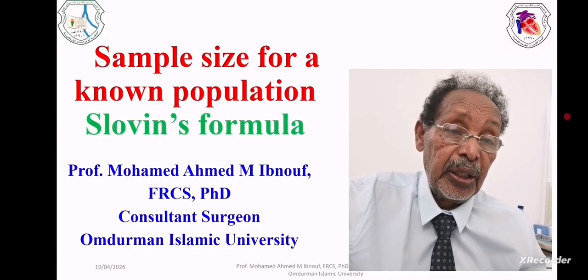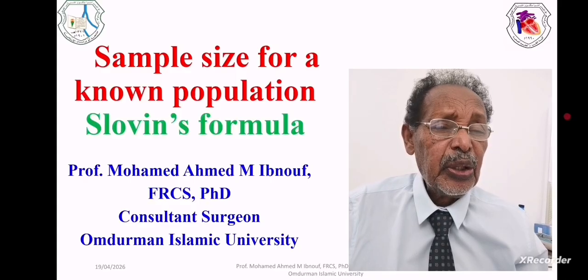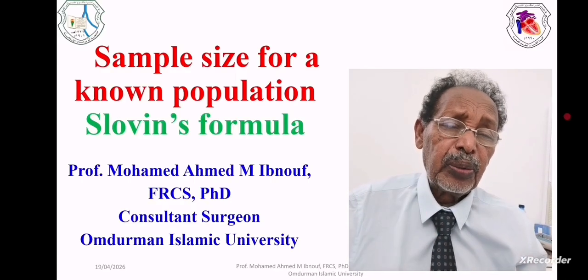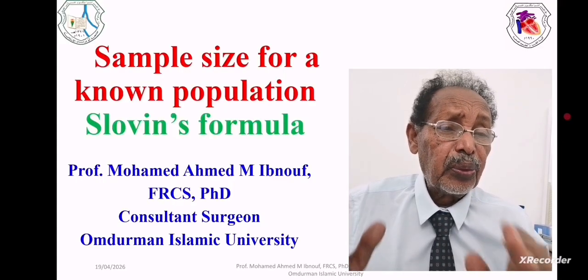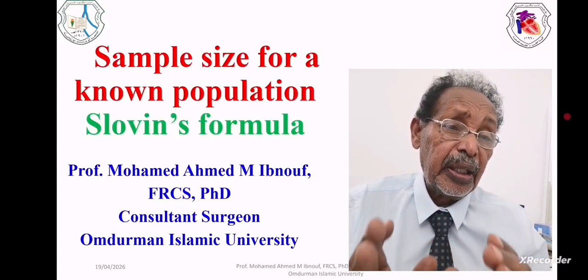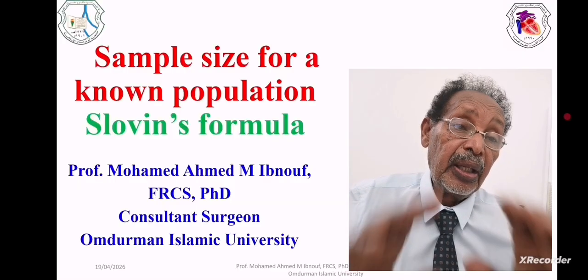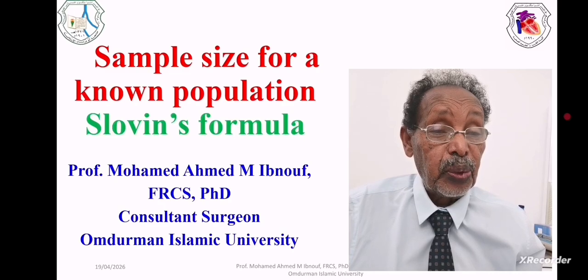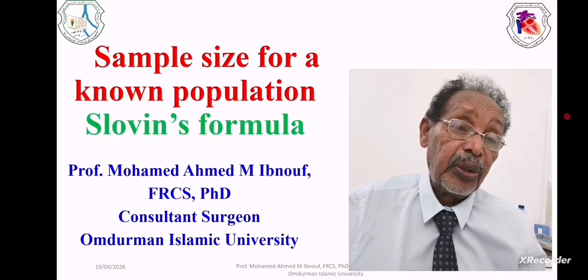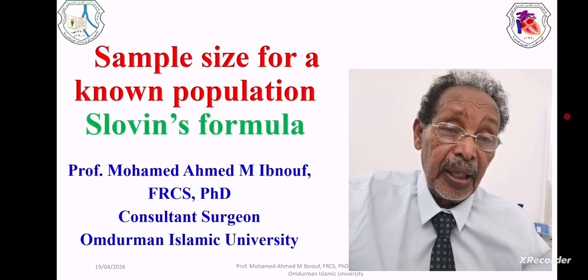Otherwise, we use Slovin. And to this point, I come to the end. I hope it is easy and clear, and the formula is very easy. The sample size, small n, is equal to the population, capital N, divided by 1 plus the total population, capital N, multiplied by E square, which is the margin of error, which is fixed 5% square. Hope this is clear now.